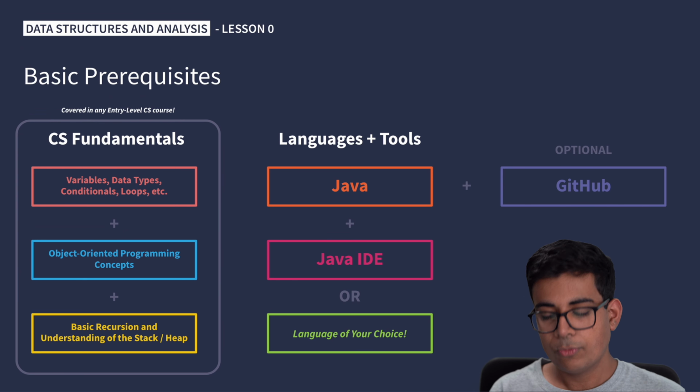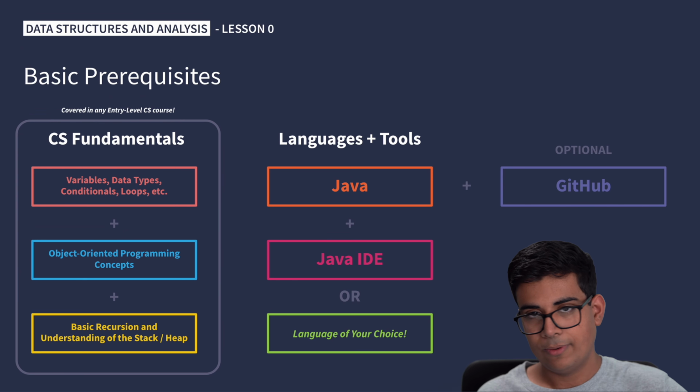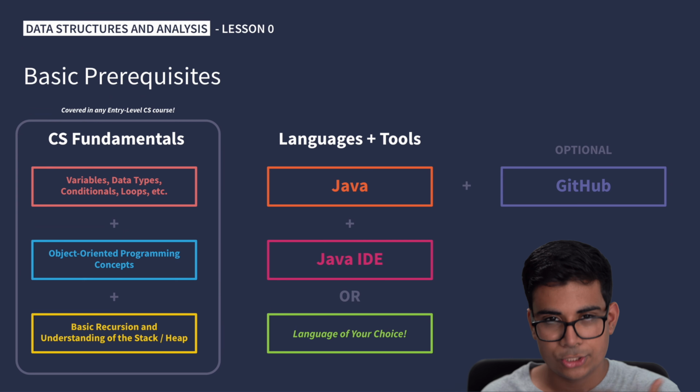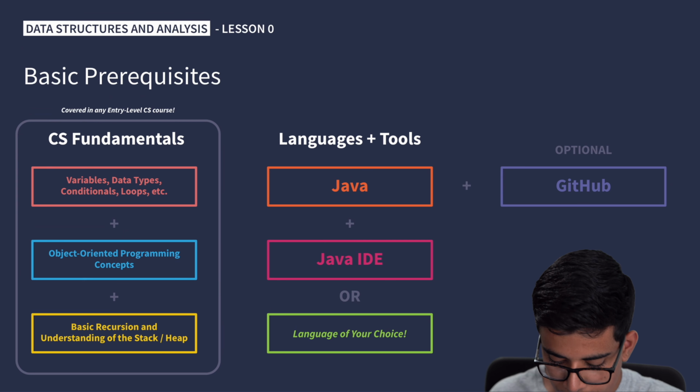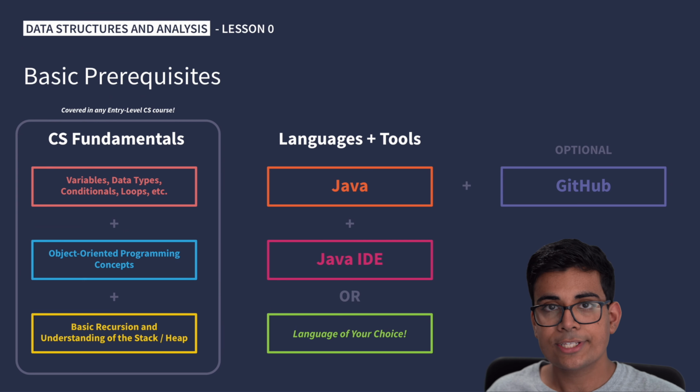But mainly referring to variables, if statements, for loops and all of that, just loops in general, that is very important to know. These are just some of the more fundamental computer science concepts.